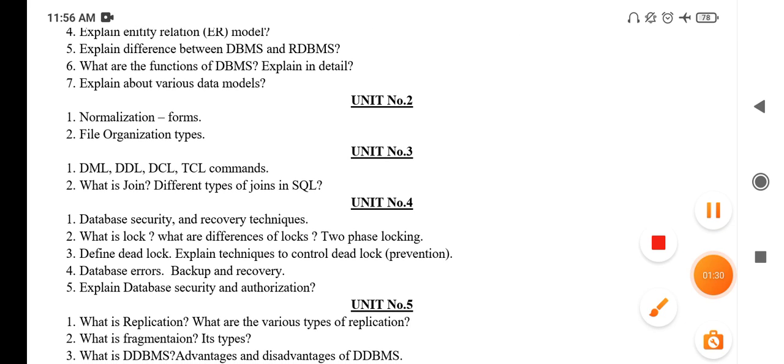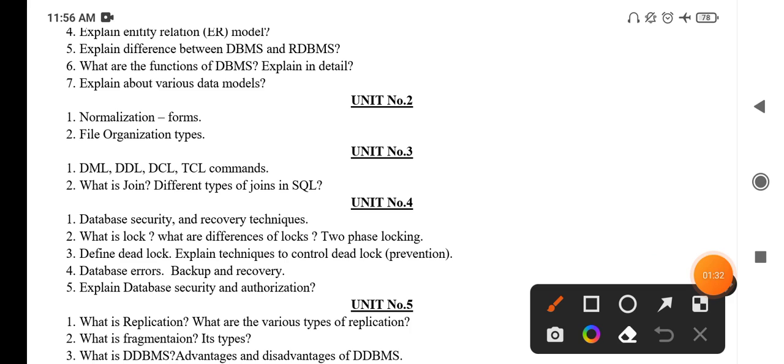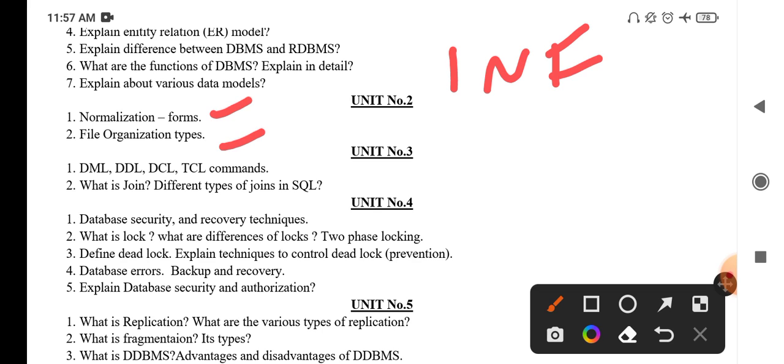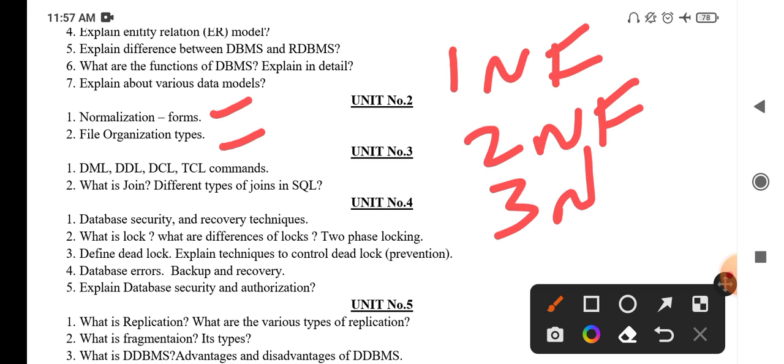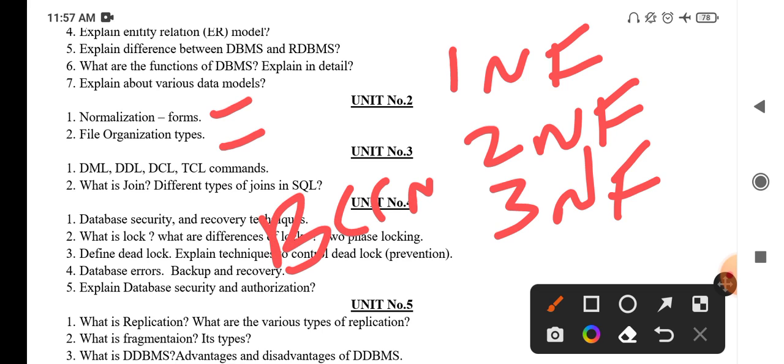So when it comes to Unit 2, we have two questions from Unit 2. One is normalization and one is file organization. So whenever you get a normalization question, first we have to explain the normalization definition, and you know already the different types of normal forms are 1NF, next one is 2NF, next one is 3NF, next one is BCNF. So we have a total of 4 different types of normal forms.